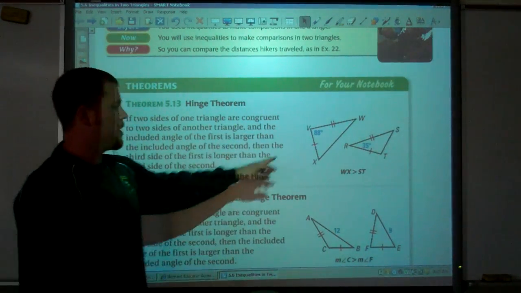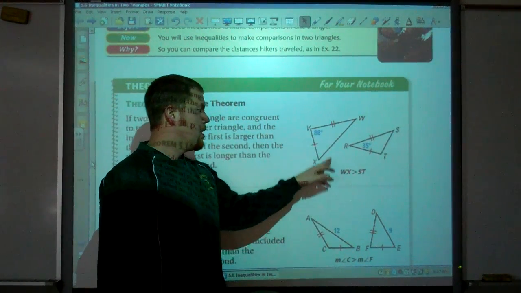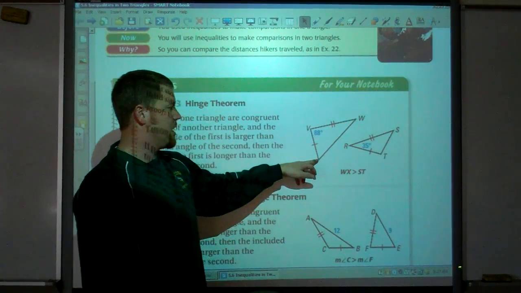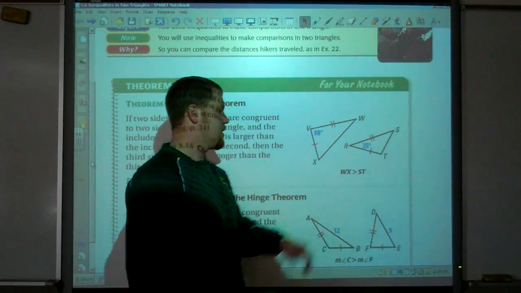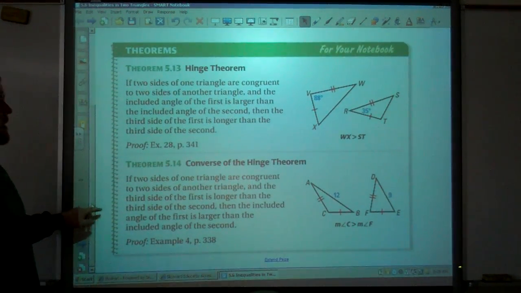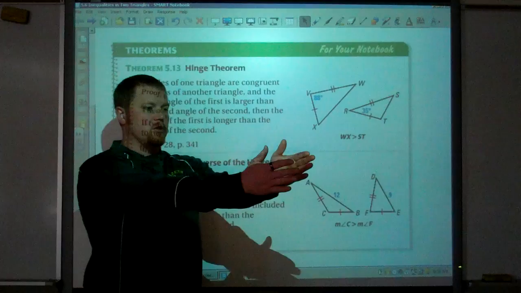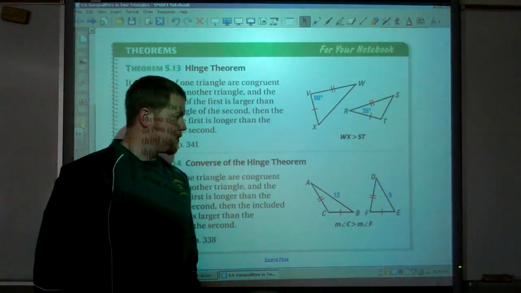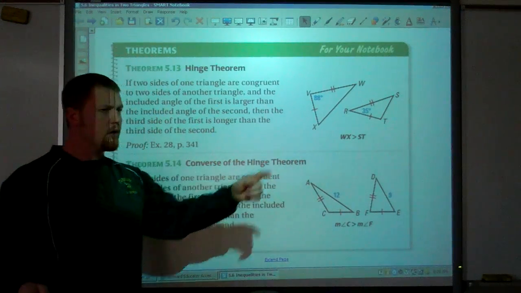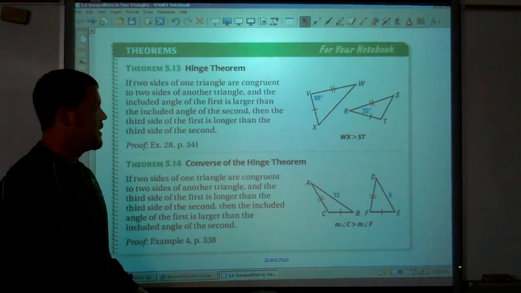So comparing those angles, you then can compare those third sides. So in this case, length WX is greater than length ST. Okay, so that's the hinge theorem. It's like a door hinge, you know. The wider you open the door, the wider the gap between the door and the door frame.